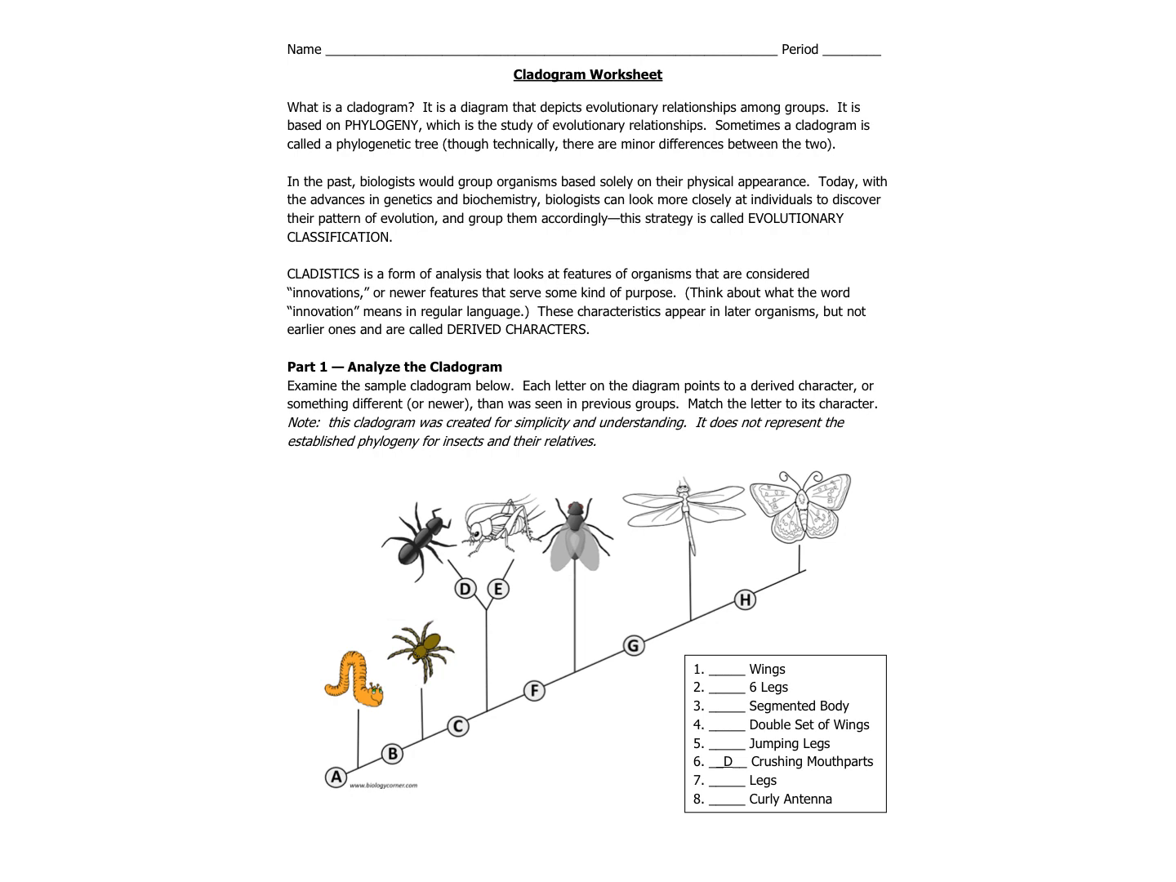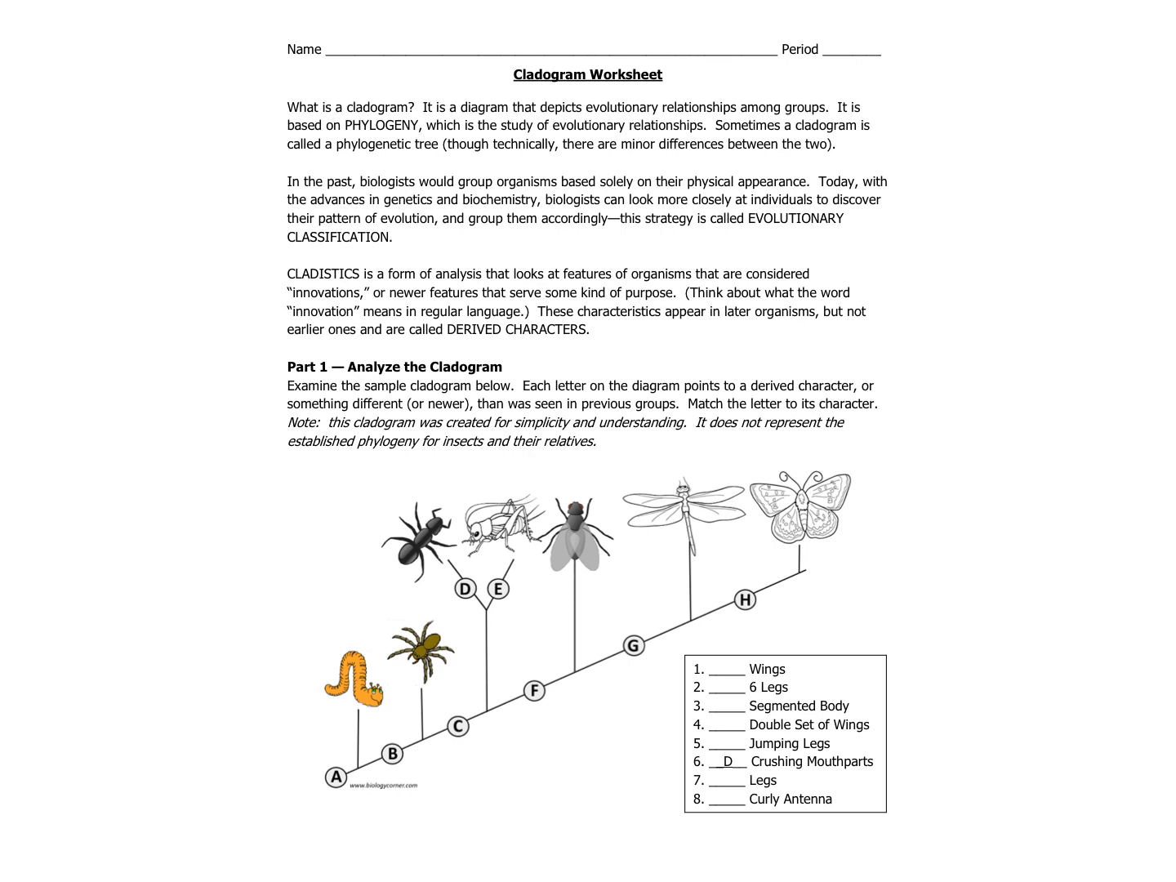In the past, biologists would group organisms based solely on their physical appearance. Today, with the advances in genetics and biochemistry, biologists can look more closely at individuals to discover their pattern of evolution and group them accordingly. This strategy is called evolutionary classification. Cladistics is a form of analysis that looks at features of organisms that are considered innovations or newer features that serve some kind of purpose. These characteristics appear in later organisms, but not earlier ones, and are called derived characters.